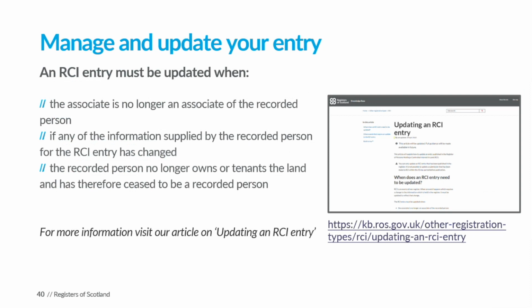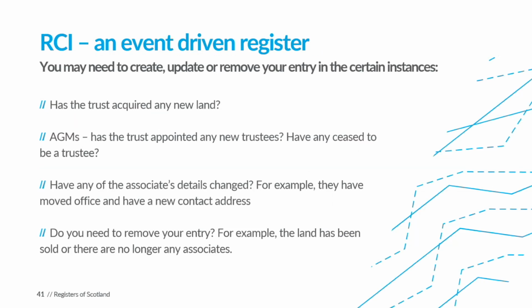It is the duty of the recorded person or the online services user who is acting on their behalf to maintain the entry. This is done through Manage an Entry on the RCI homepage. This includes removing associates, changing any information supplied if it has changed, for example, change of address, and if the recorded person ceases to be the recorded person, the entry must be removed. This should be done within 60 days of the change, or in certain circumstances outlined in detail in Regulation 12, as soon as reasonably practicable. Other instances where you may need to amend include if the trust has bought new land, if new trustees are appointed, recorded persons or associate detail changes, or removal of the entry, i.e. if the land has been sold or there are no longer any associates.